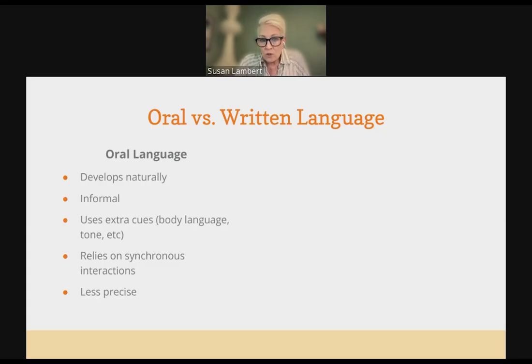Oral language also uses extra cues, body language. You can even see me as I'm talking. I use my hands a lot, right? Or I change my tone, and that helps with the communication.